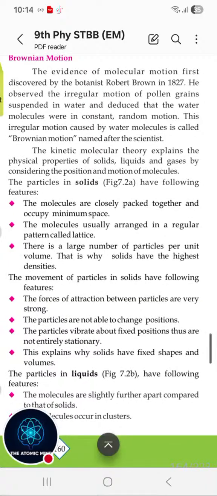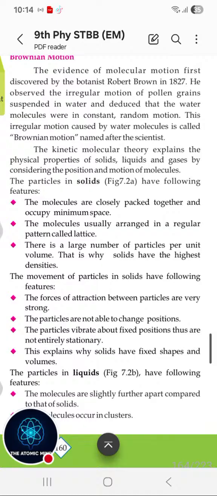The kinetic molecular theory explains the physical properties of solids, liquids, and gases by considering the position and motion of molecules. Remember, the properties of liquids, solids, and gases depend on the position and motion of molecules.